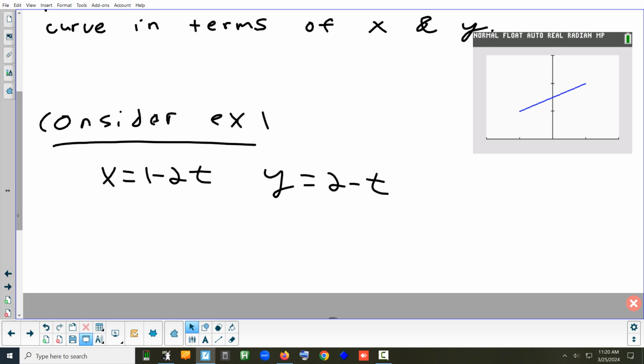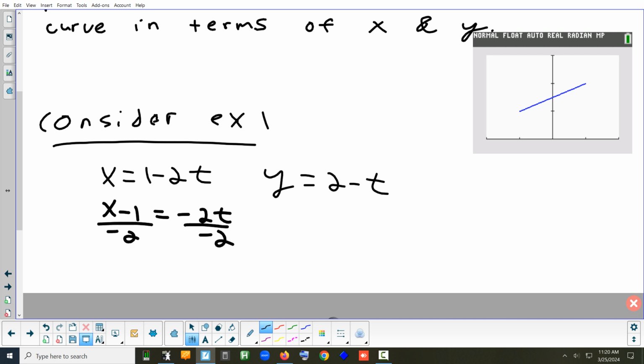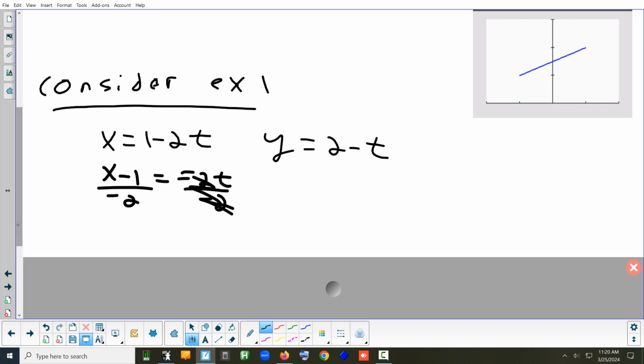Yep, subtract 1. So x minus 1 equals negative 2t. Then divide everything by negative 2. So that's gone. Now we can clean that up a little bit. We could write it as negative 1/2 x, that's x divided by negative 2. And what's negative 1 divided by negative 2? That would be 0.5, 1/2. Yeah, positive 1/2.